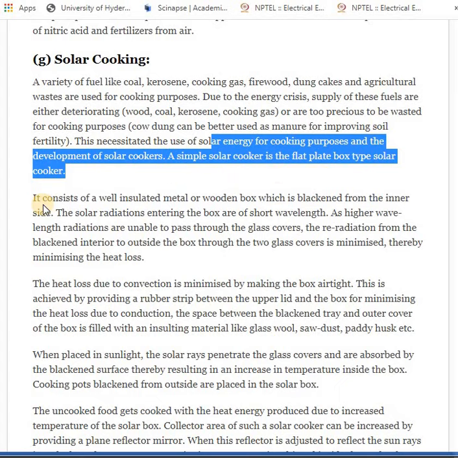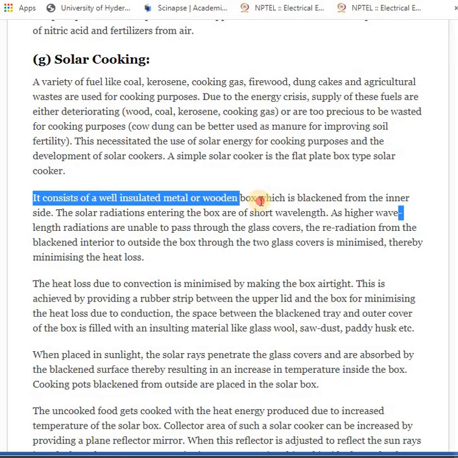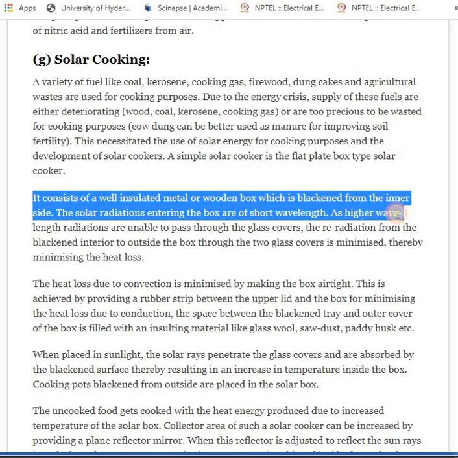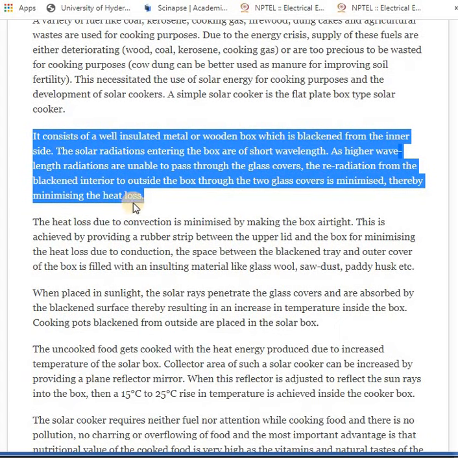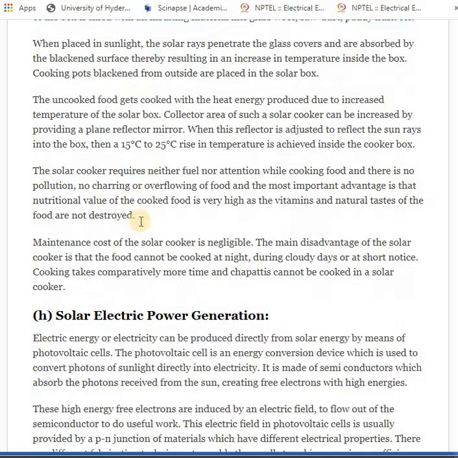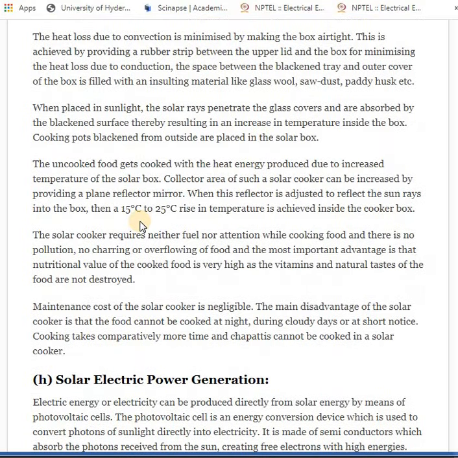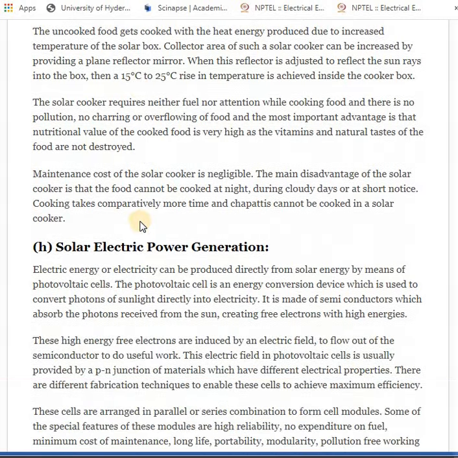So what is a solar cooker like? It is an insulated metal or wooden box with a blackened inner side, and the solar radiation entering the box is of short wavelength. The long wavelength radiations are unable to pass through the glass cover, so re-radiation from the blackened interiors to the outside of the box through the top two glasses is minimized, and there are minimized heat losses. Due to this, a good amount of heat is trapped in the box, with a temperature range between 15 degrees Celsius and 25 degrees Celsius inside the box.